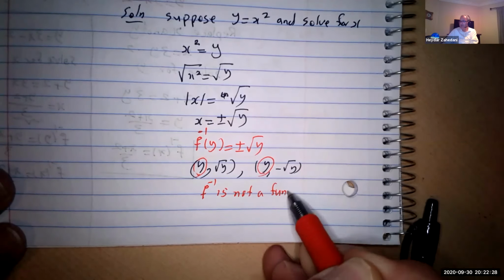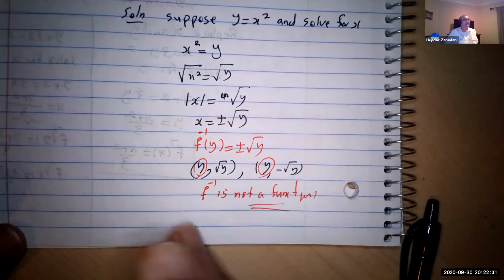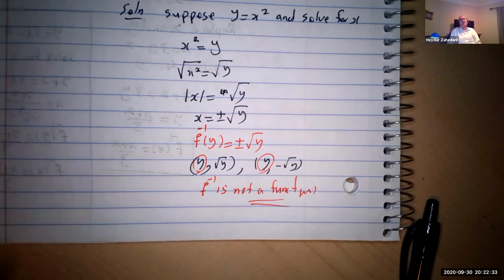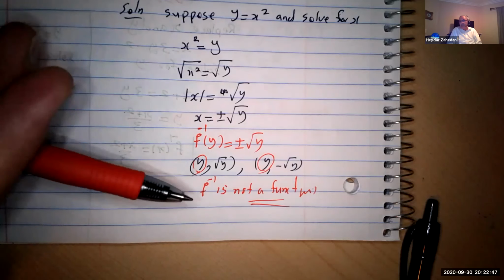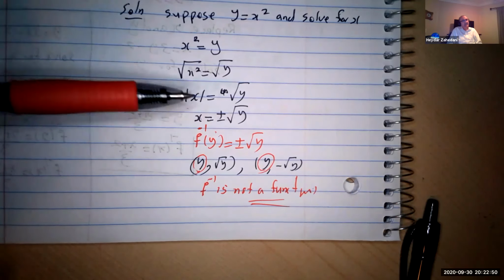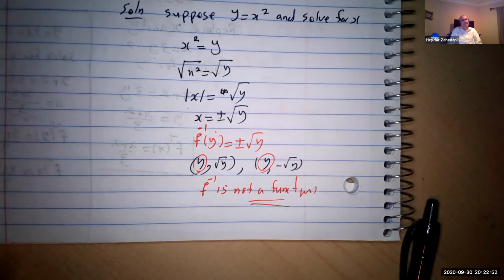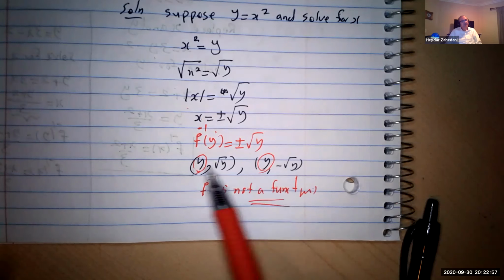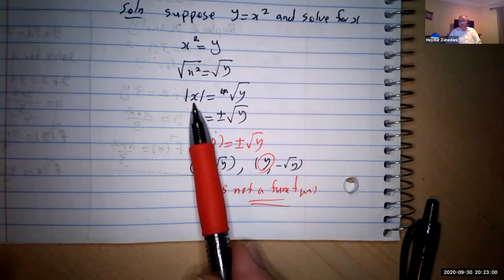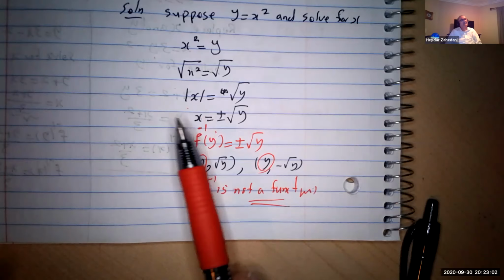Not a function. That's why I emphasize staying with this notation rather than the notation of your book. All the numbers in your book are nice, so you won't get this type of difficulty. So this is a relation, but it's not a function, because you share the first component. Remember, you cannot share the first component. If you find only one x, then it's a function.